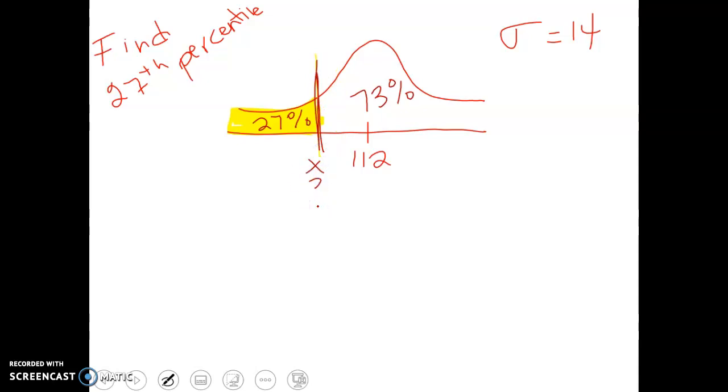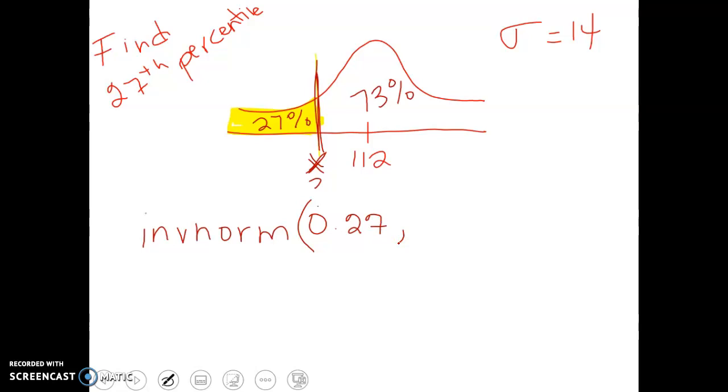We don't know what that is. Normally that would be the boundary, and we do normal CDF, negative infinity to this boundary with a mean of 112 and a standard deviation of 14, and that would give us the 27% or 0.27. But when we go backwards, we use invNorm. We have to put in the area to the left of the boundary we're looking for. The area to the left is the same as the percentile, 27%, but we need to put it in as a decimal. That's very important. So 0.27.